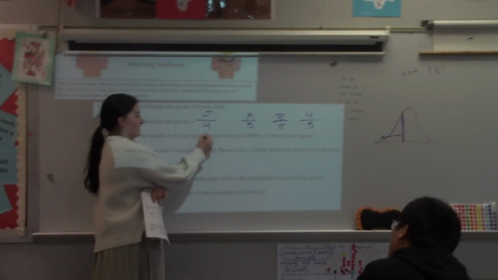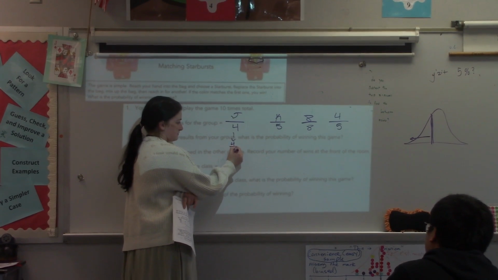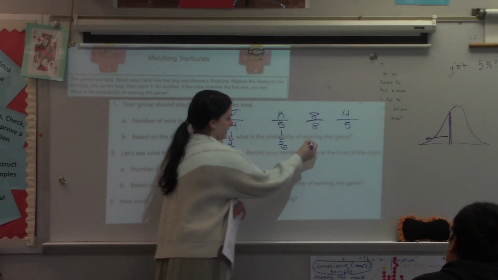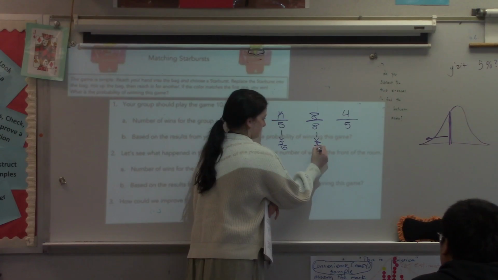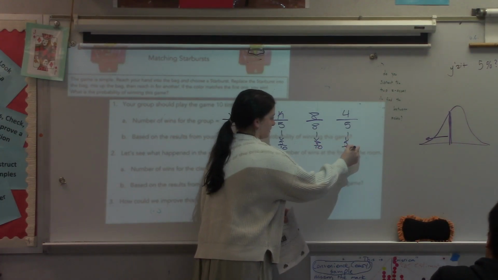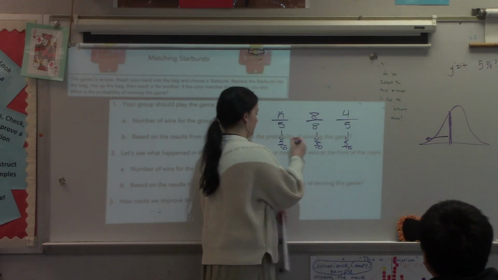Okay, 4 out of 10. What about the kings? 5 out of 10. What about the 8s? 8 out of 10. And 4s? 5 out of 10.